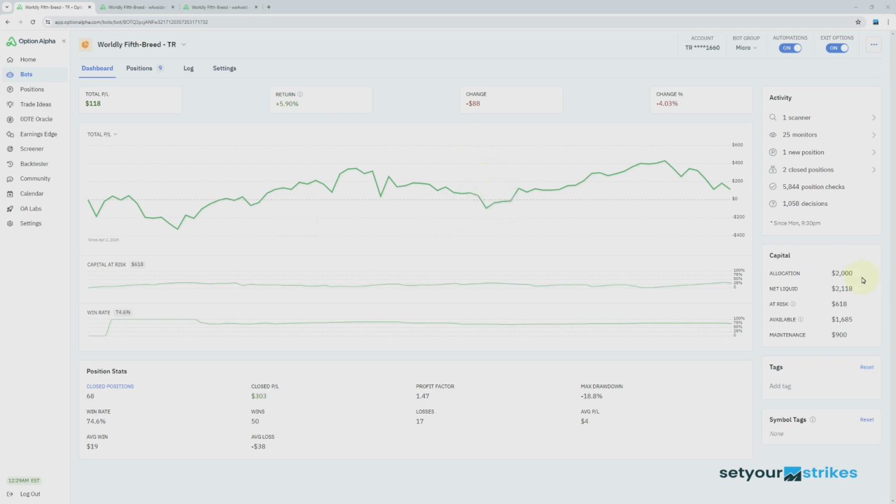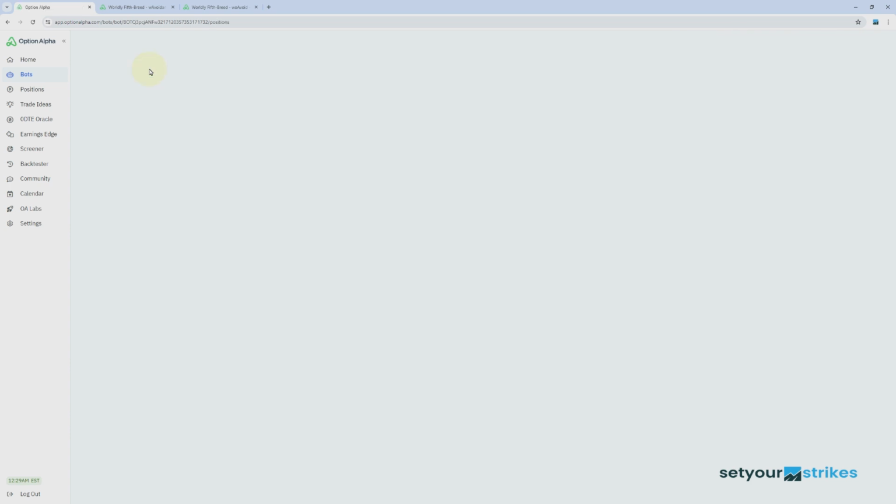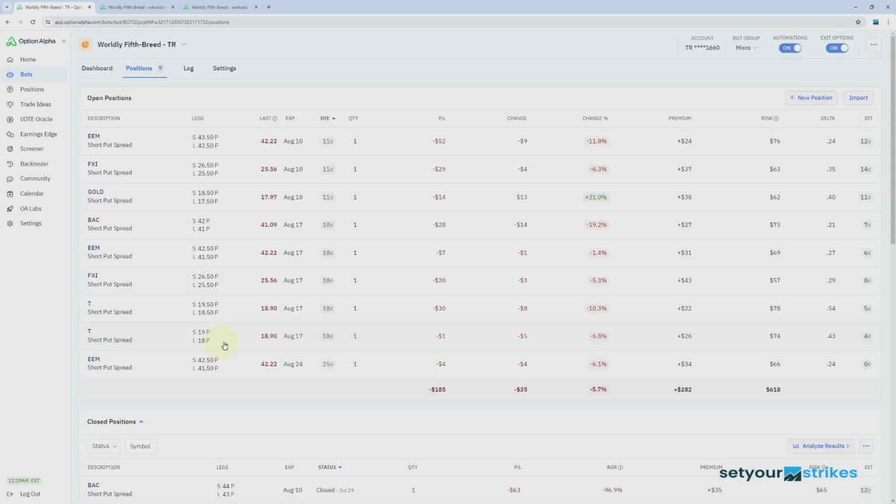In this case, I've got $2,000. These are running in a live account, so my allocation is just $2,000. And max risk at any time, I think, is around $650. I don't know if I've seen it go much beyond that. Again, that's basically a calculation of what our position sizes are. And all of these are carefully selected symbols where the stock is trading between $20 and $50 or so.